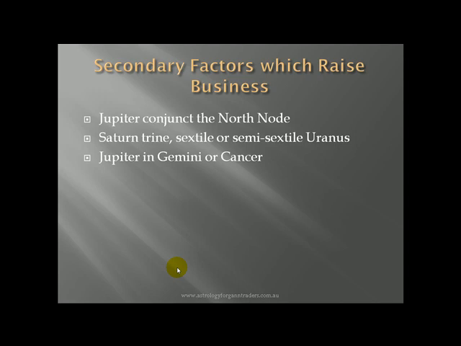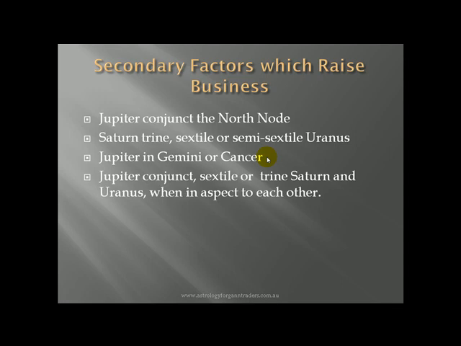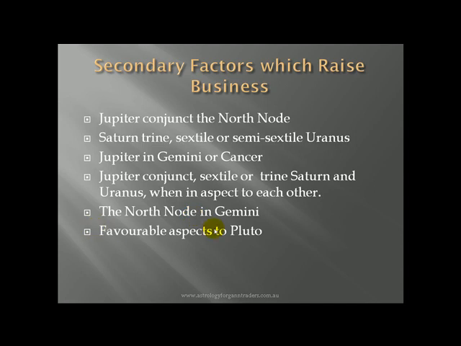Now, why is that? Remember, when we've gone through other lessons, that Gemini and Cancer are very important to American charts. Gemini is because it's the rising sign of the American independence, and Cancer, remembering we had a whole lot of planets in Cancer in the 4th of July chart. Remember, we had the star of Sirius, and we had Cancer involved there. Also when Jupiter is conjunct, sextile, or trine Saturn and Uranus, and they are in aspect to each other. So it's a whole bringing of those three planets together in harmony, in positive aspects. The North Node in Gemini and favourable aspects to Pluto. So they're all the positive secondary factors which raise business.